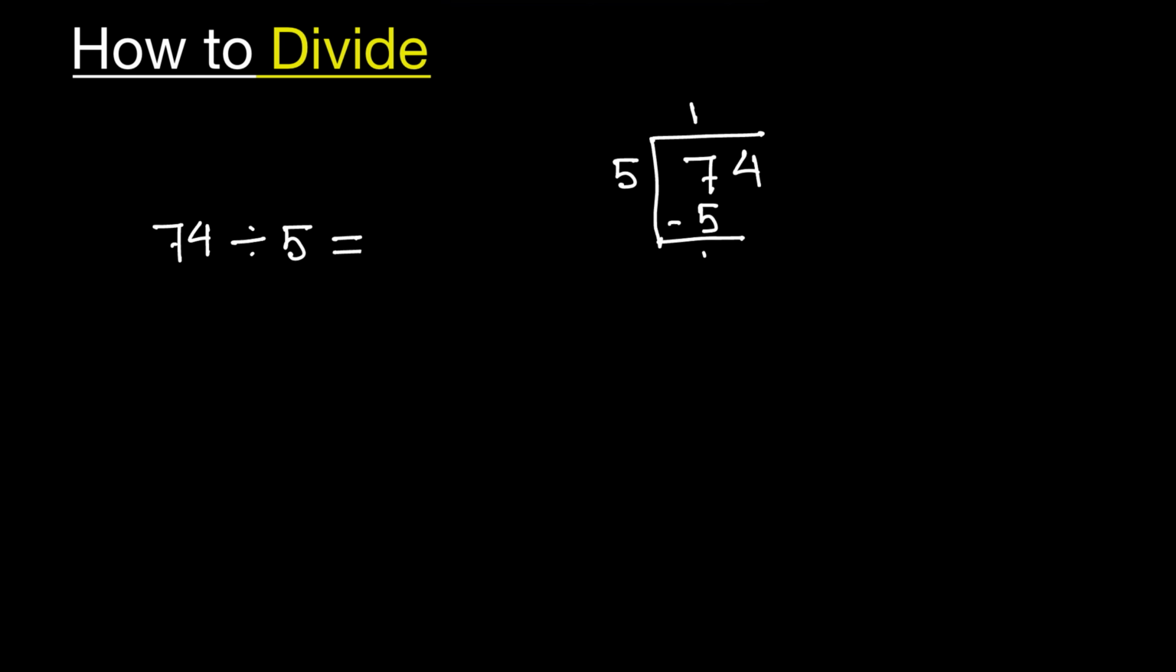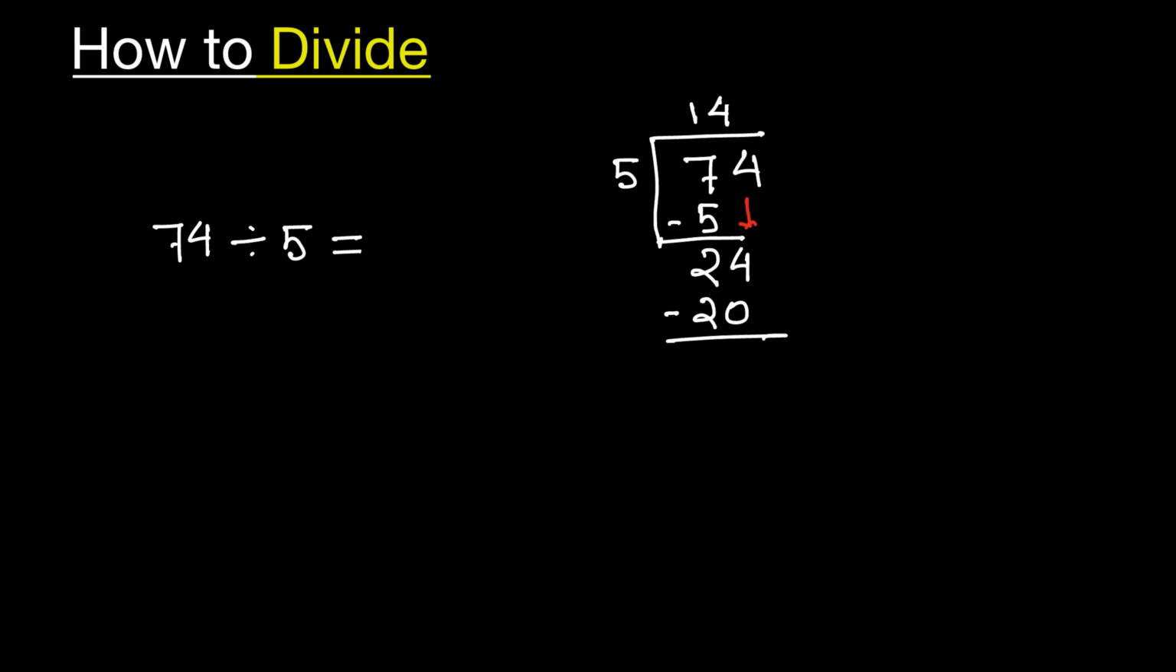Subtract, we get 2. Now again see that this 2 is less than 5. That is why we need to bring down this number 4 here. And we know that 5 times 4 is equal to 20.